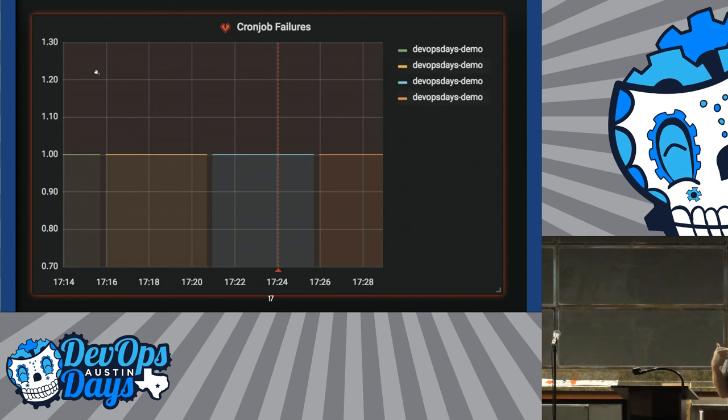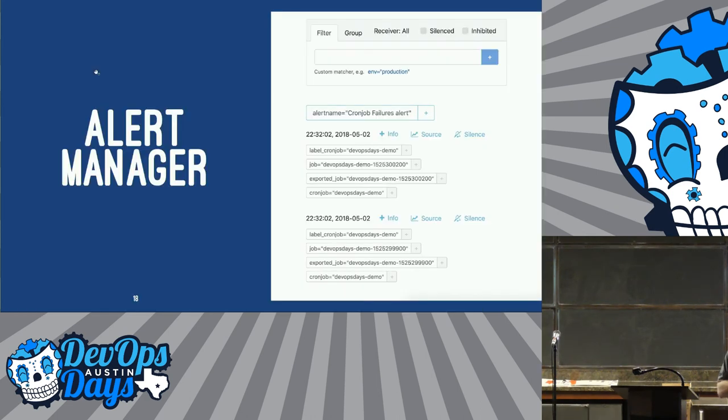We actually did this just a couple days ago, and then I got feedback last night that maybe we didn't wire this up correctly. So I might be speaking crap to you here. I hope I'm not. But here's Alert Manager. You can see at the bottom of that screen, there are two alerts that popped in for those recent failures.